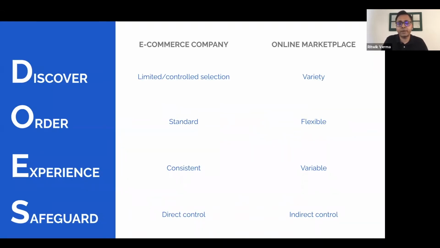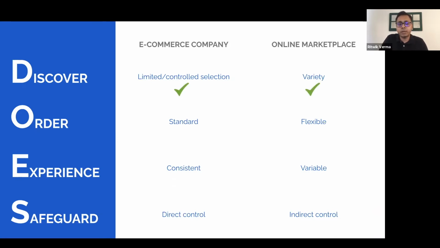If you look at the discover phase, an e-commerce company has limited controlled selection, but an online marketplace has a lot of different variations. However, it totally depends on what kind of item you're looking for. For example, if you're interested in booking a hotel room, an e-commerce company like Hilton or Marriott would make more sense to you. But if you're looking for a homestay or a different kind of tourist experience, maybe Airbnb is the place for you. So both have their own unique advantages and disadvantages, and the certainty is based on what item you're looking for. So both are quite comparable and on even ground.